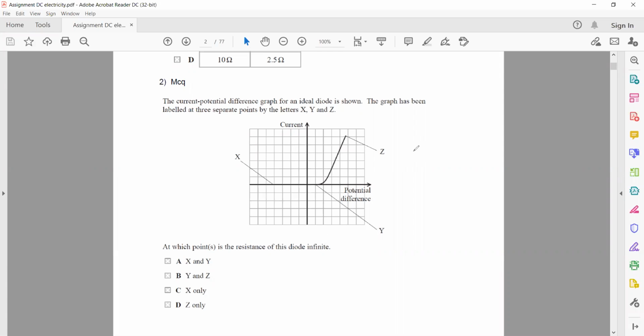So how we can work out, as we know, resistance is voltage divided by current. So when you check the position X, the current is 0. Position Y also the current is 0. So R is equal to V divided by, the potential is there but the current is 0. So V divided by 0, and anything which is divided by 0, that is infinite. So at position X and at position Y, in both cases, the diode is having infinite resistance. But point Z, because there is a certain value of voltage and current, so it's finite. So the correct answer is A.